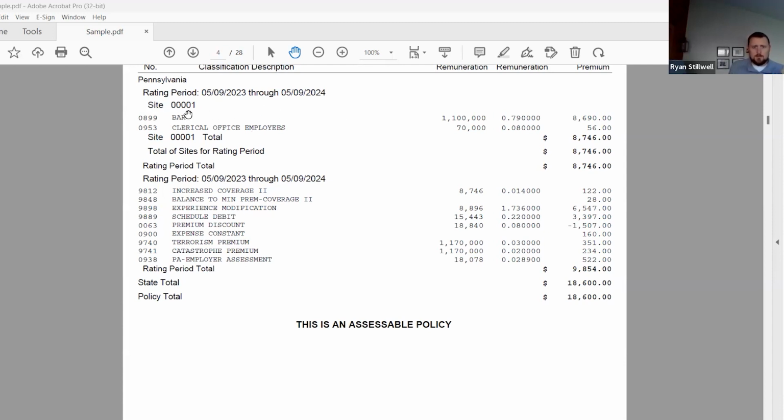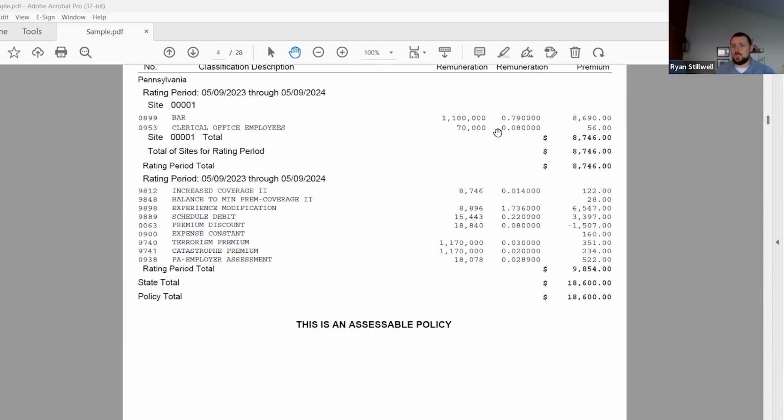But you can see here, you have the bar class code, right? And it shows the class code and the description. We also have a clerical office description here for a separate class code. And you can see remuneration, right? And this is another word for payroll, right? So this is the estimated payroll for the year. And these are the rates per $100 of payroll. So you can see here, the rate is 0.79 for the bar and 0.08 per $100 of payroll.